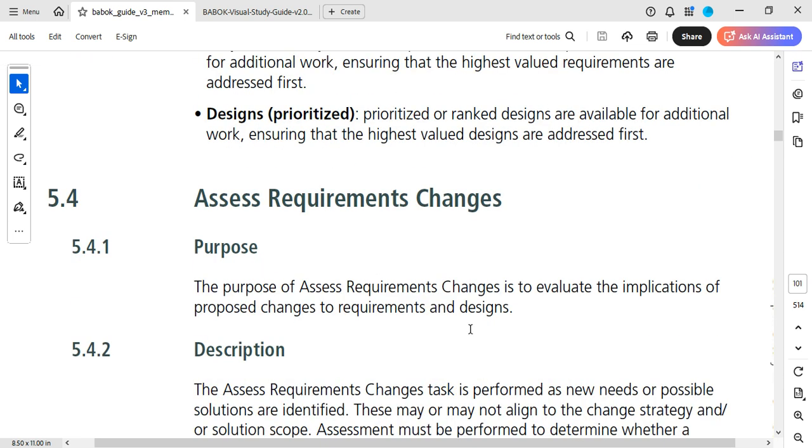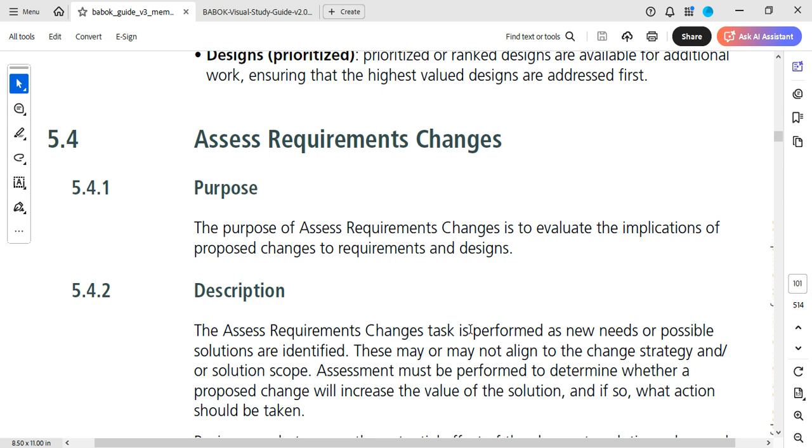So the next would be assessing requirements changes, to know the changes that have happened ever since you've traced, maintained, and even prioritized your requirements.